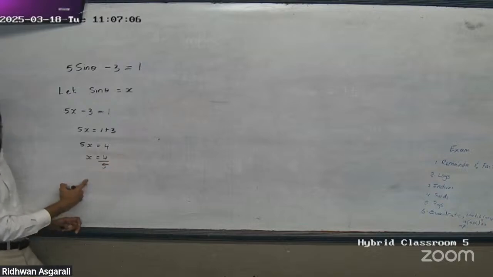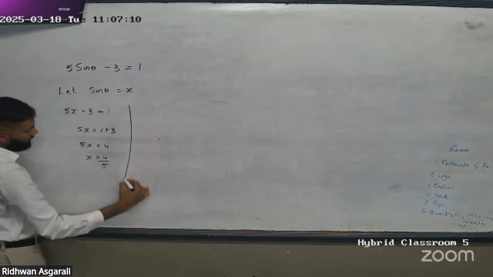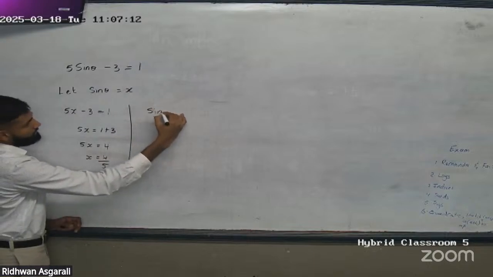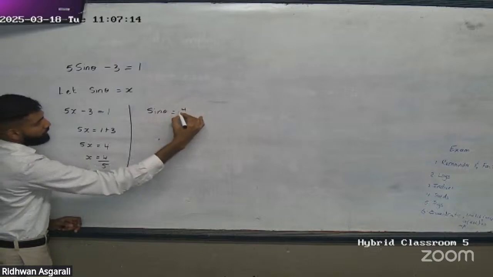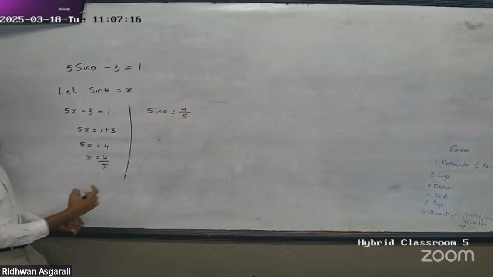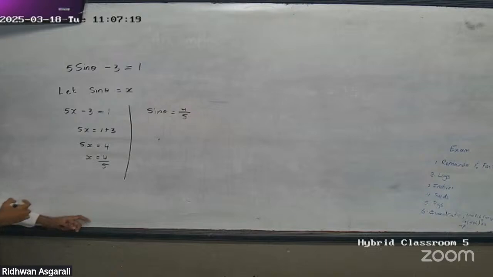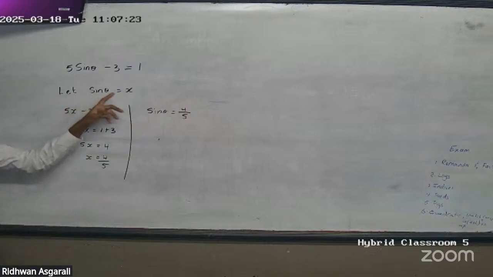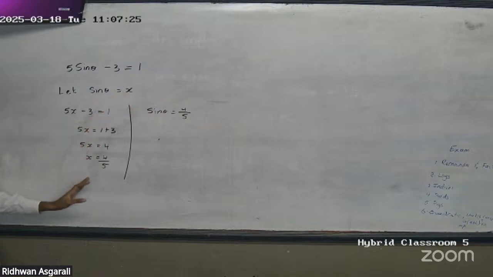What is x? x is sine theta. So sine theta equals 4 on 5. Could you all find theta now? Finish it up there. You all understand what to do, right? We replace sine theta with a letter and solve for the letter.